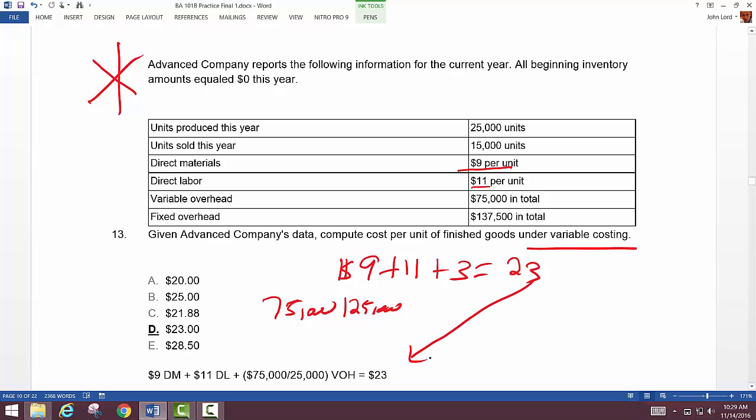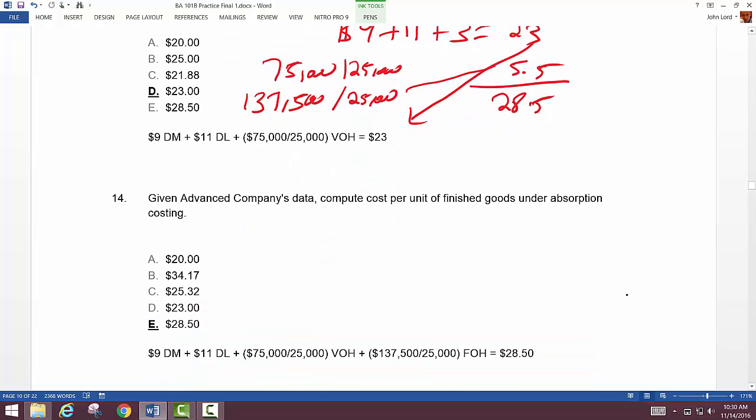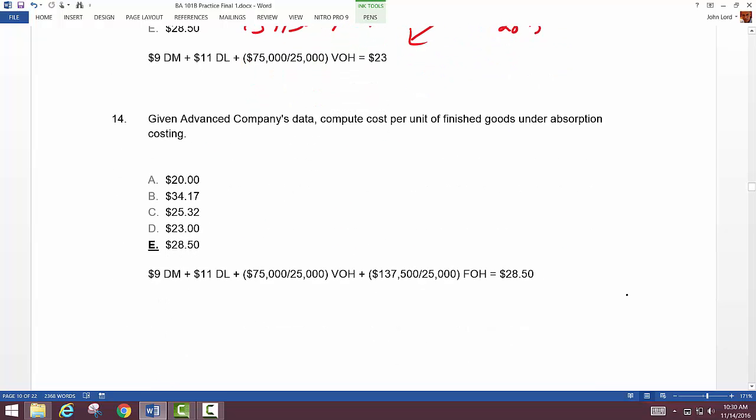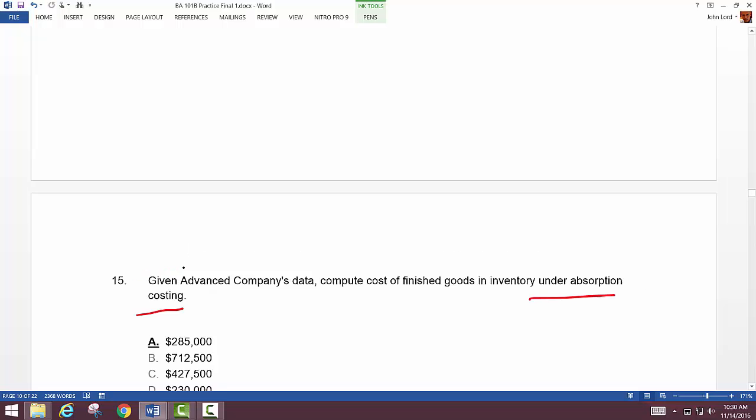Okay, good. How about if I asked you fixed, what would you do here? I mean, not fixed, but absorption. I'm just going to take the 137,500 and divide that by the 25,000 units. That gives me a cost per unit of 5.5. So I simply add in the 5.5. That gives me 28.5. I think they asked that down here. Yes, they did. There it is. Okay, good. What is the cost of the finished goods inventory under absorption? Now we know we got to pick up that 28.5, don't we?